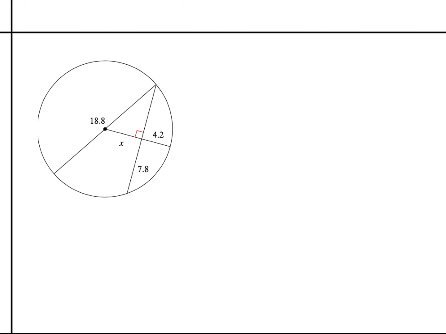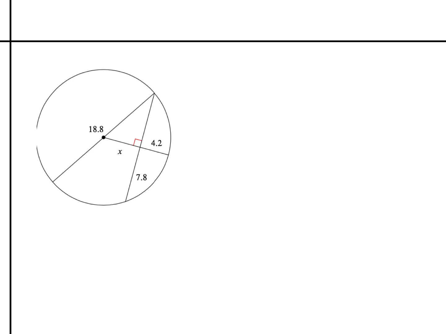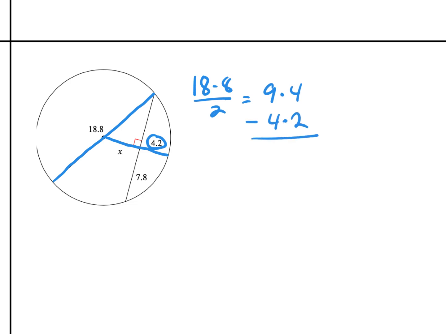Okay, let's go for the next one. The same problem like what we have seen earlier. This is a diameter. So if I divide 18.8 by 2, this is going to give me 9.4. But I have 4.2 in here, and this is still a part of the radius. So I will just subtract that 4.2. This is going to give me 2, and this is going to give me 5. Therefore, the value of x is equal to 5.2.